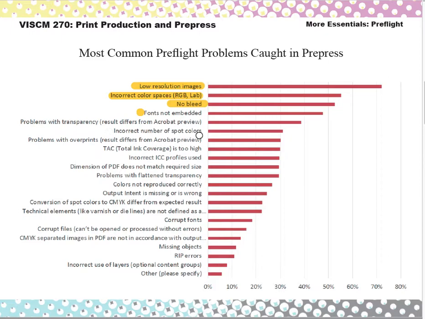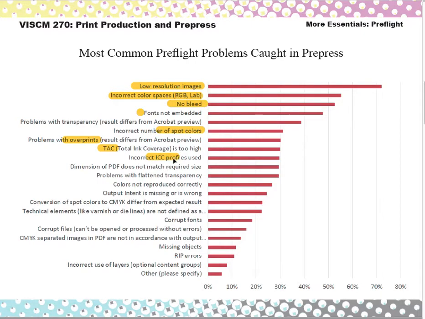Number of spot colors, so when designers are putting in spot colors but they add too many. Overprint, we talked about overprint in this class, and what happens when they get some overprint happening. And we've also talked about the total ink coverage, I don't really refer to it as TAC. So you want to have about 320% ink coverage. That's the buildup of the ink, and so sometimes that's too high.